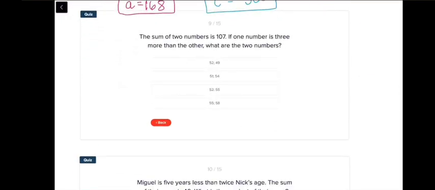In this problem, it states, the sum of two numbers is 107. If one number is 3 more than the other, what are the two numbers? So the first equation we can set up here is that the sum, two unknown numbers added together, equals 107. The second equation tells us that one number, let's say x, is 3 more than the other number.